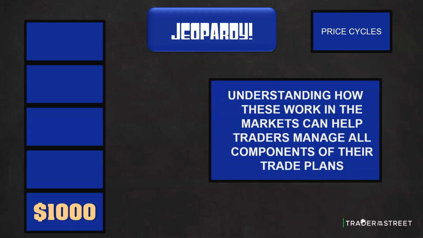Understanding how these work in the markets can help traders manage all components of their trade plans: price management, risk management, money management, trade management, and even self-management. Stephen, Mr. Thompson, do you got it? Price cycles, you got it. That was probably the easiest Jeopardy that you'll ever see, except the one on Groundhog Day, right? I think I could answer those questions too if I ever saw them. What is Lake Titicaca? Right, that's such a good movie.